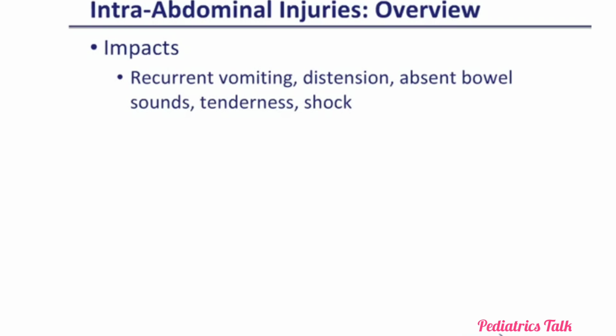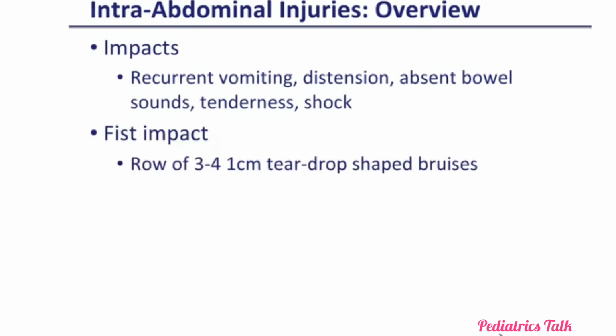So in other words, what you're looking for in the worst case is the appearance of an acute surgical abdomen in a previously well child who generally has some evidence of trauma on the skin of the abdomen over the site where the majority of the trauma has occurred. With the most common, which is a fist impact, you may in fact see a row of 3 to 4 1-centimeter teardrop-shaped bruises indicating the fingers and knuckles going into the skin over the area of trauma.